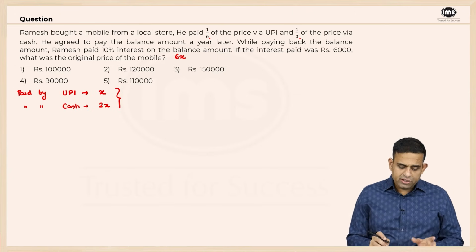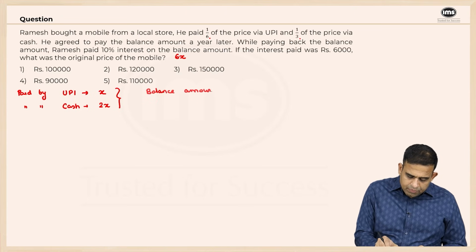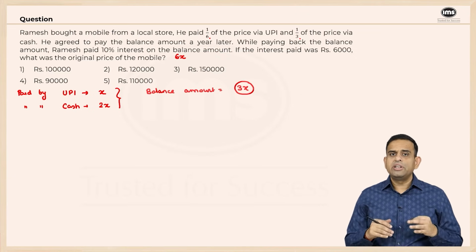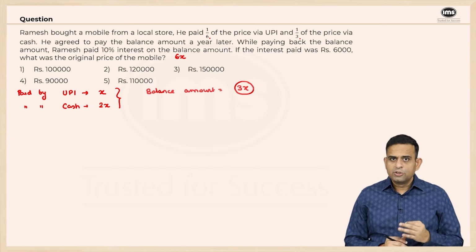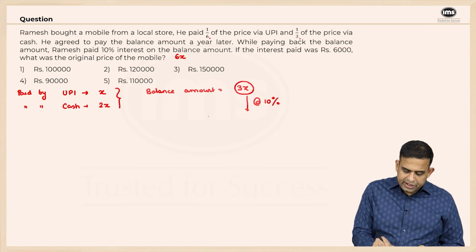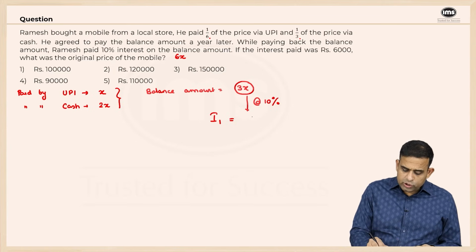So how much is remaining? If I look at the balance amount, that will be equal to 3x. And on this 3x, there was an interest of 10%. So after 1 year, the rate basically was 10%. So the interest for 1 year will be 10% of the number 3x, giving you 0.3x.